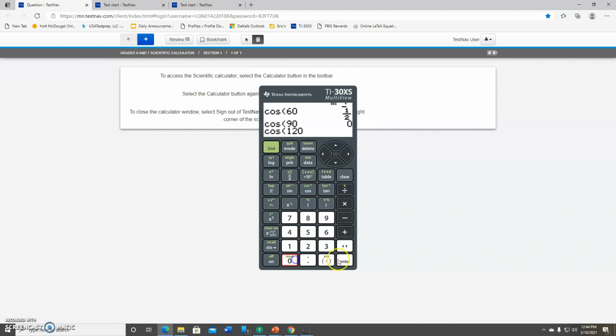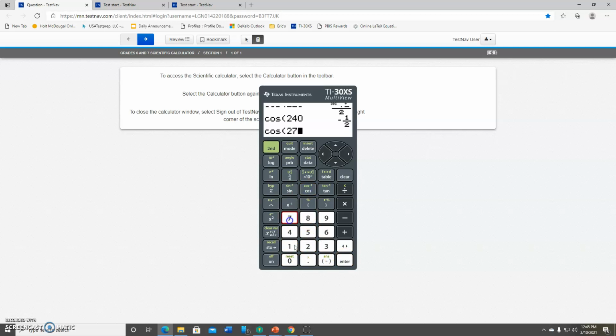Cosine 120. Negative 1/2. So again, similar numbers. Cosine 135. Negative radical 2 over 2. Cosine 150. Negative radical 3 over 2. Cosine 180. That should be our negative 1. Cosine 210. Negative radical 3 over 2. Cosine 225. Again, similar values. Cosine 240. Negative 1/2.